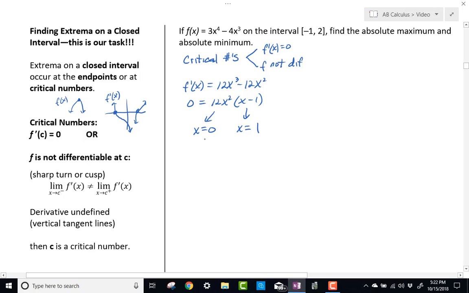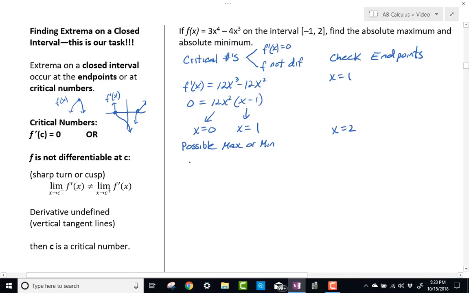All right, so those two values of x are possibilities for max or mins. So these are possible max or mins. And we'll check those in just a second. The other thing we need to do is check the endpoints. So we always check the endpoints. So this would be x equals -1, and x equals 2. All right, so here we go. We need to check all 4 of those values to see which one gives us our max or min.